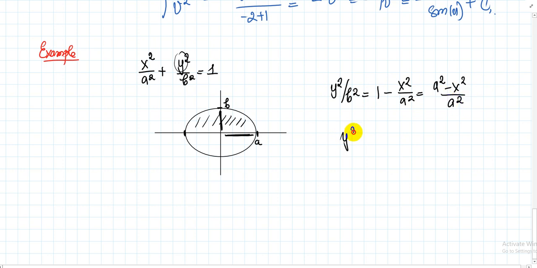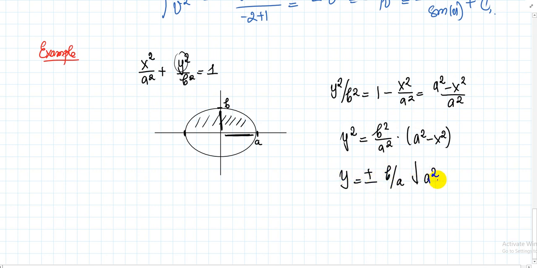So what is y squared? It is b squared over a squared multiplied by a squared minus x squared. So what is y? It is plus or minus b over a multiplied by the square root of a squared minus x squared. Right? So if I find the area of the upper half of this ellipse, I can find the area of the overall ellipse by just multiplying this by 2, right? If I multiply this dashed area by 2, I can find the area of the overall ellipse, right?